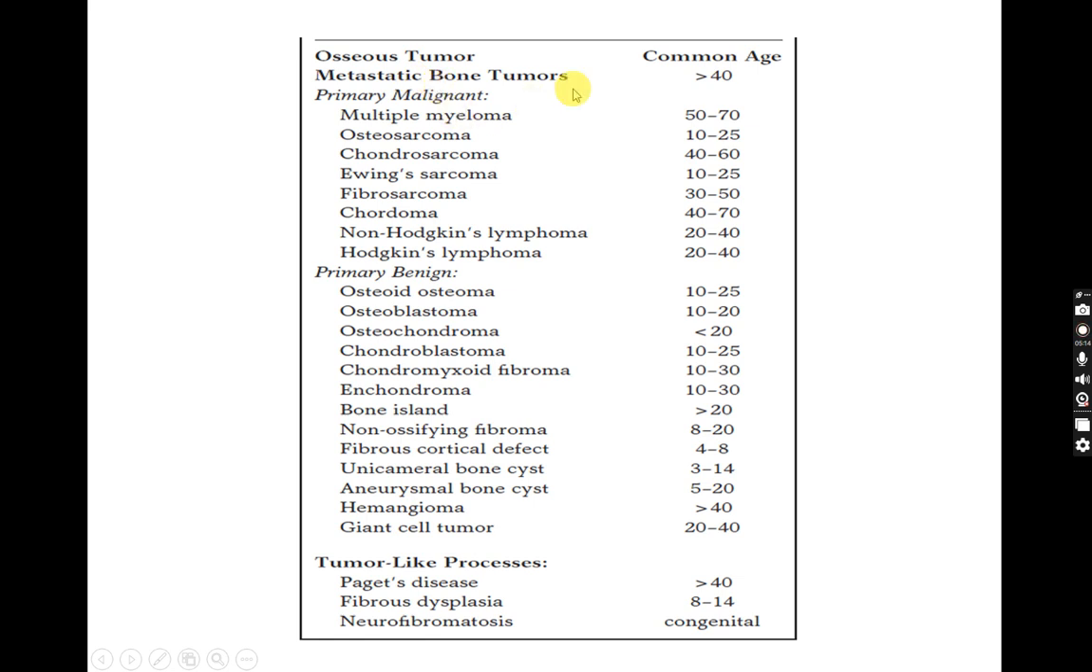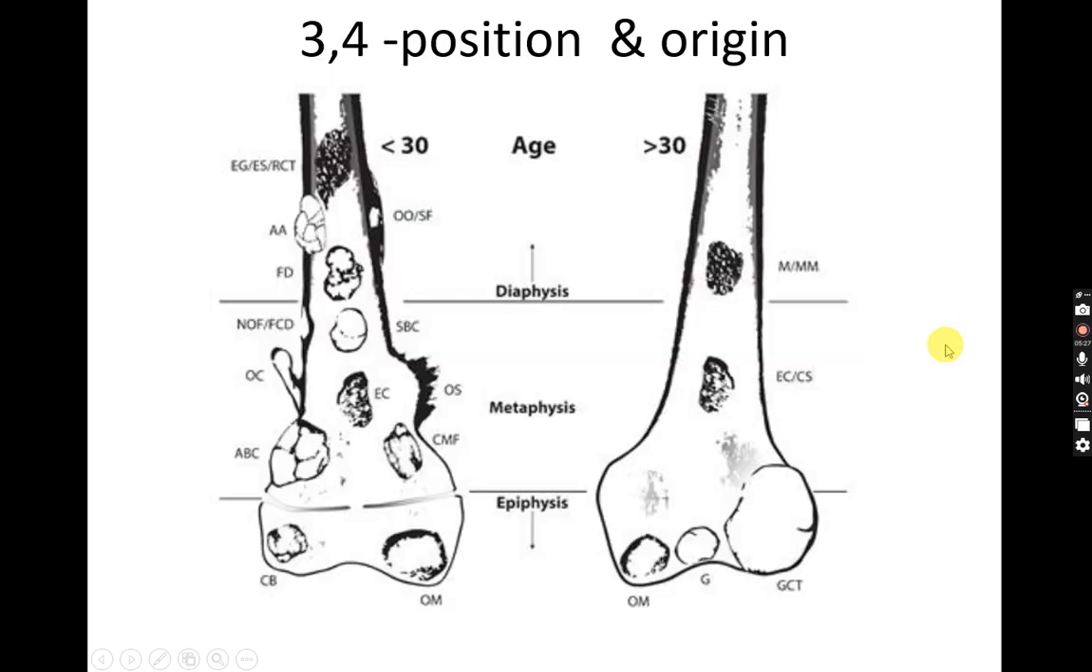According to the bone tumor, this is the age group which is common. Metastasis, as we know, is more in the adult patient. Then the primary malignant and primary benign types are given in table format.